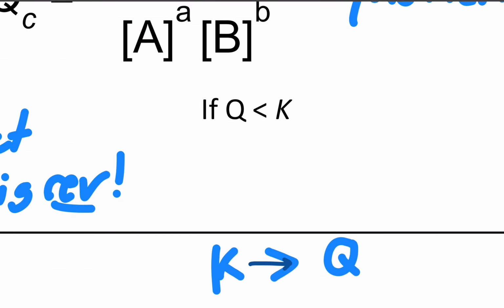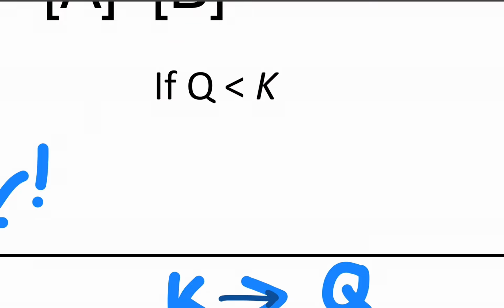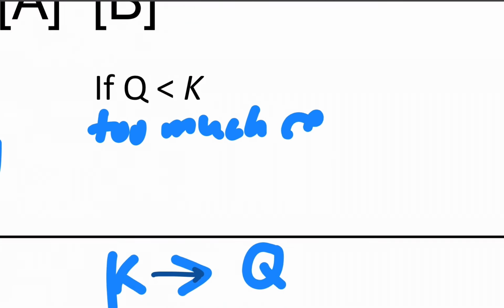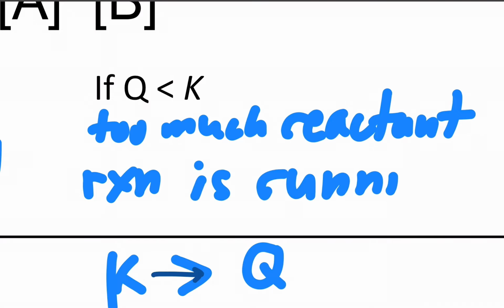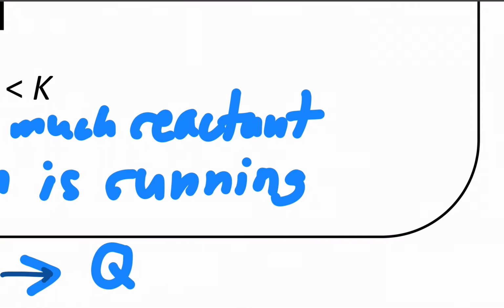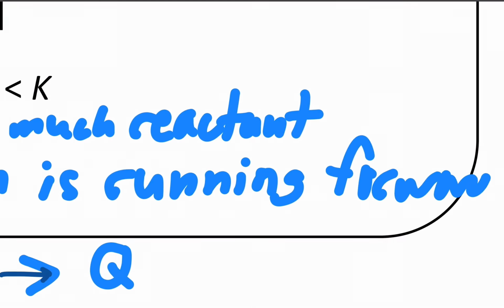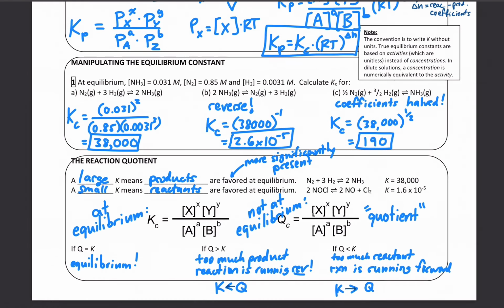And that's true. A K value that's greater than Q means there's too much reactant. The denominator is too heavy, and the reaction is running forward, meaning more so as it heads to equilibrium.